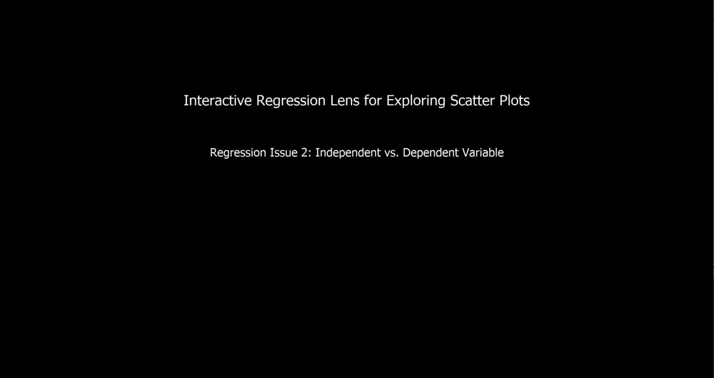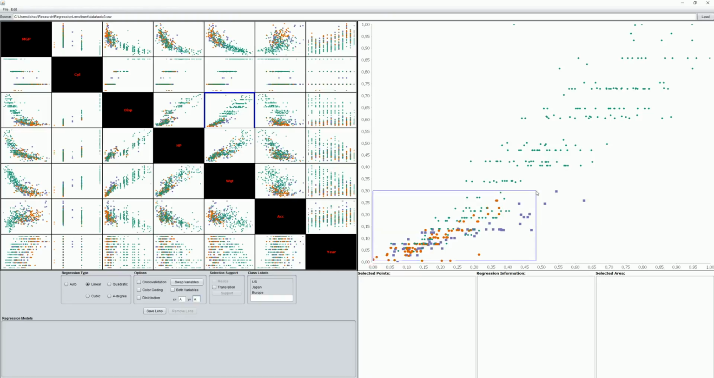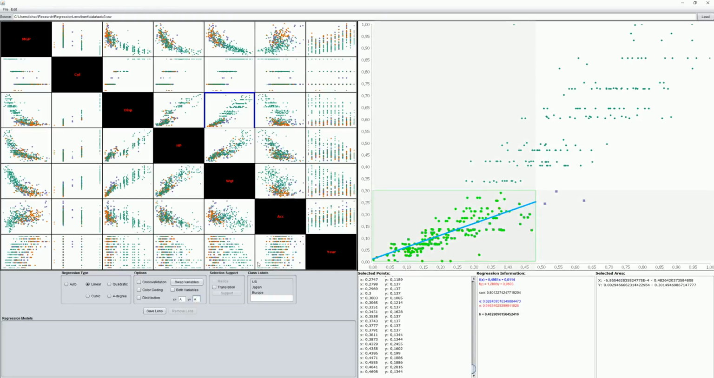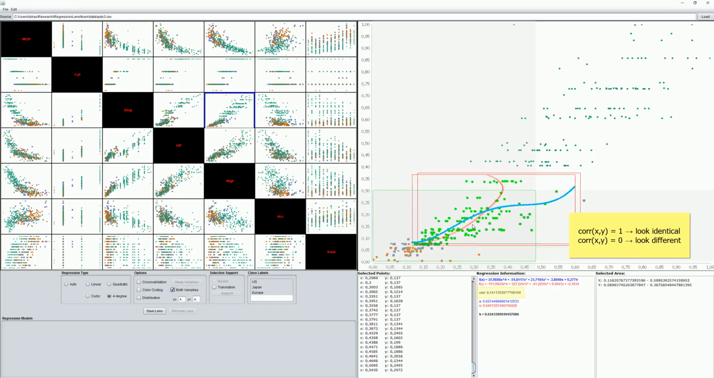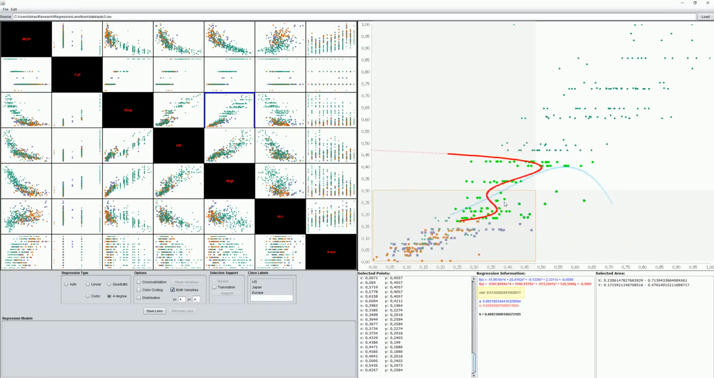Regression issue 2: independent versus dependent variable. The correlation measure describes the similarity of the two different model directions and reveals how important the choice of direction is. A correlation measure of 1 means that both directions look identical, while a correlation of 0 means that both directions are unrelated and look different.